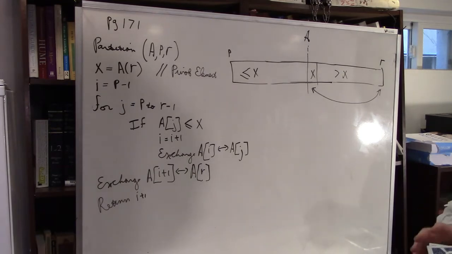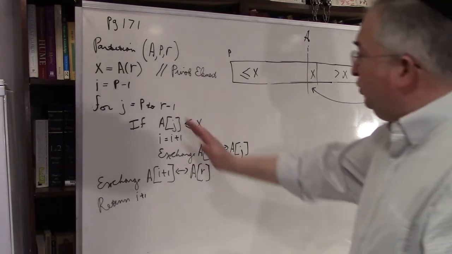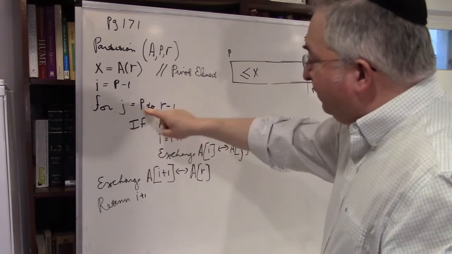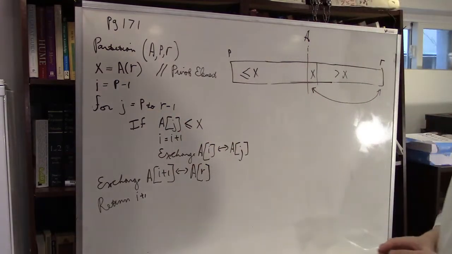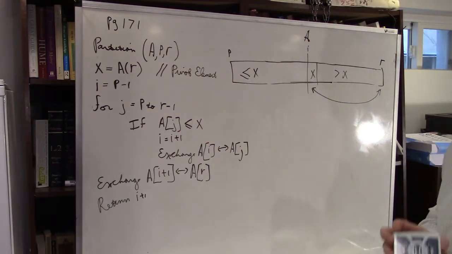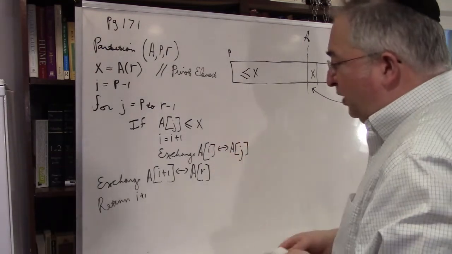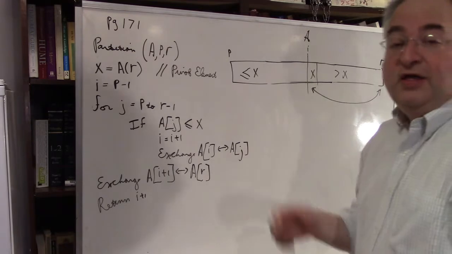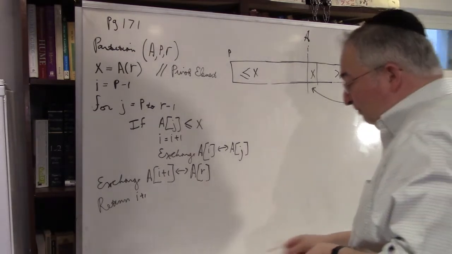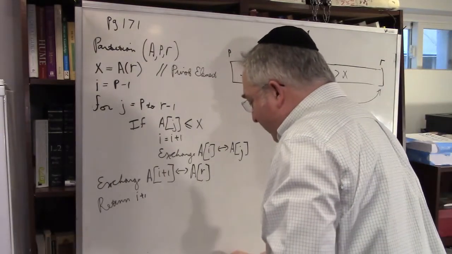Question, how much work is done? Well, basically what you're doing is you're doing this loop from the beginning of the array to the end of the array, or the end of the array minus 1. And each time you're doing basically just one exchange. So this program takes n times.